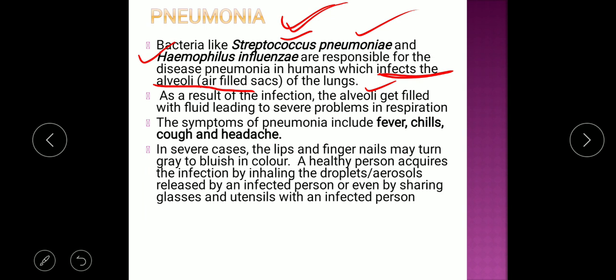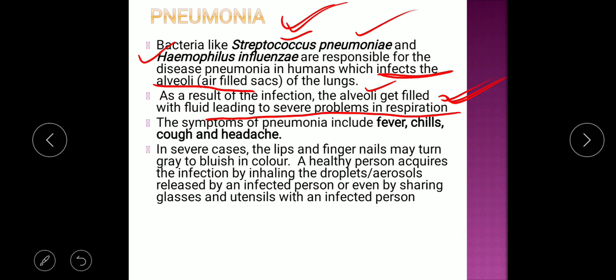So as a result of infection, what will happen? The alveoli get filled with fluid, leading to severe problems in respiration. For proper diffusion of gases, the surface should be thin, but if it is filled with fluid, diffusion cannot take place. So that's why there is a problem in respiration.